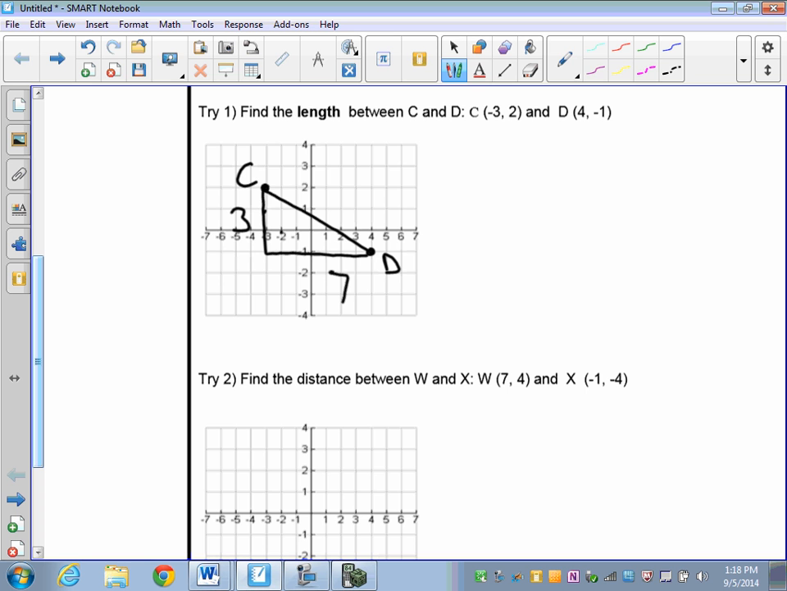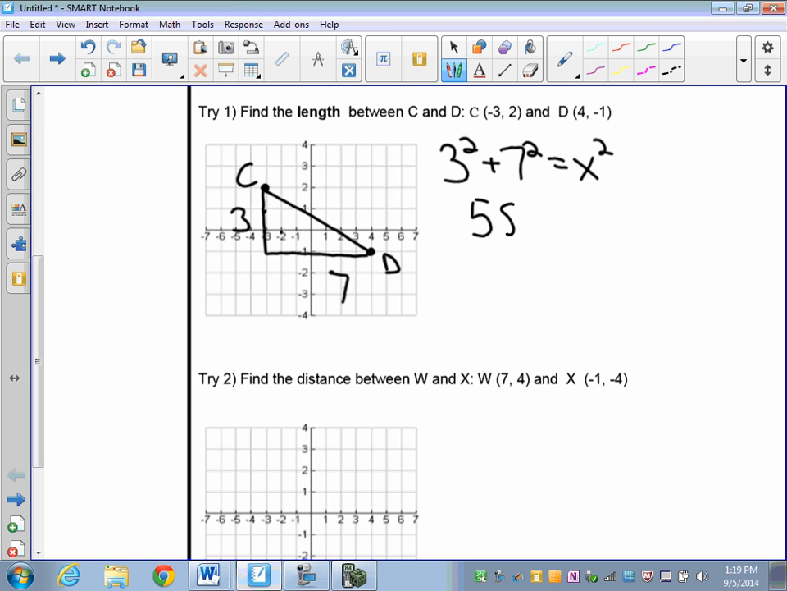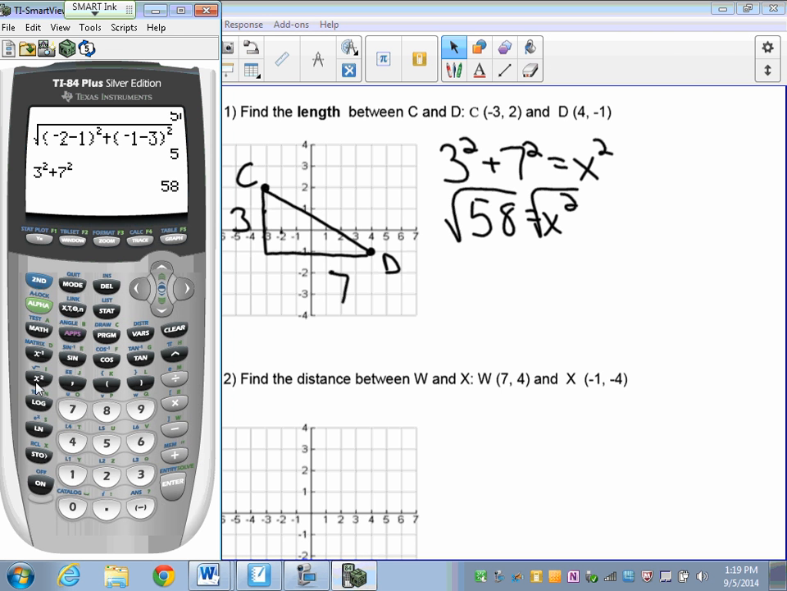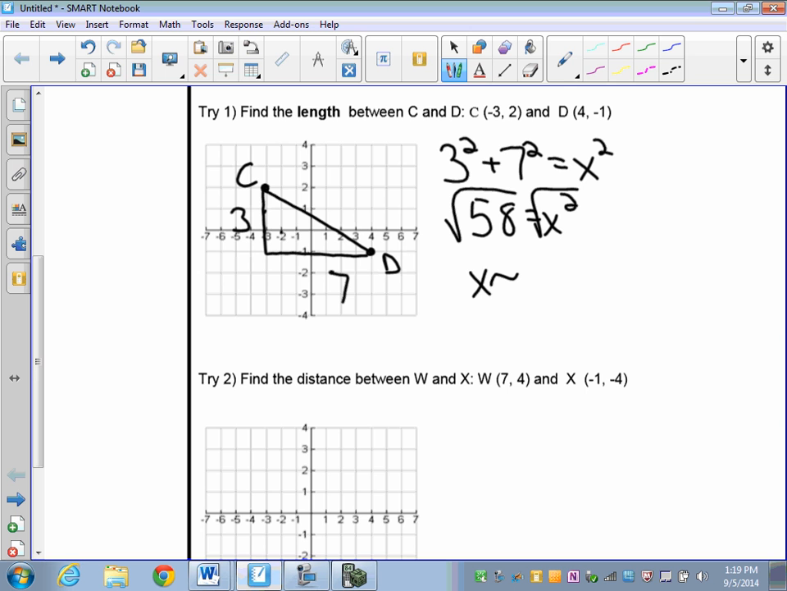Okay, so if I need to solve this, I can just do 3 squared plus 7 squared is equal to x squared. Again, I'll use my calculator. 3 squared plus 7 squared. I get 58. And I'll take the square root of both sides. And I get about 7.6. It goes on forever, so x is about equal to 7.6.